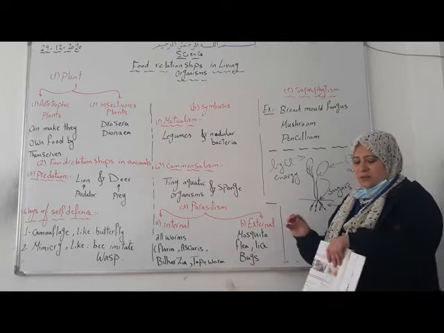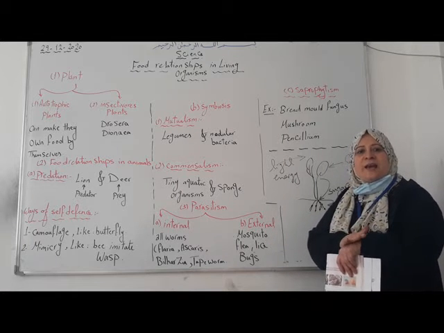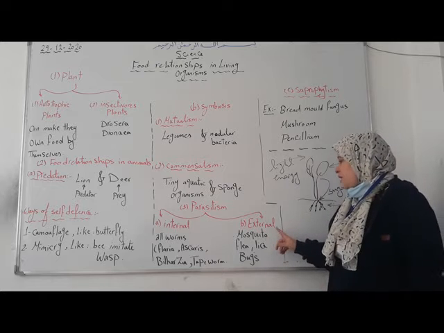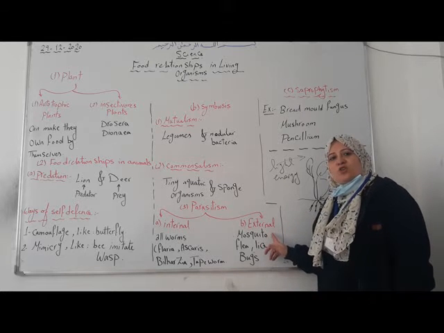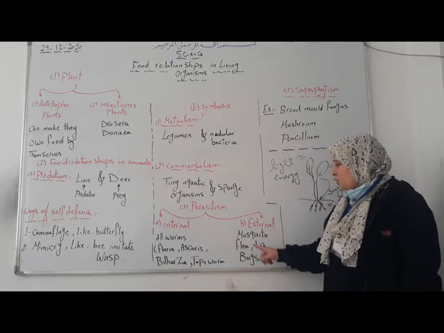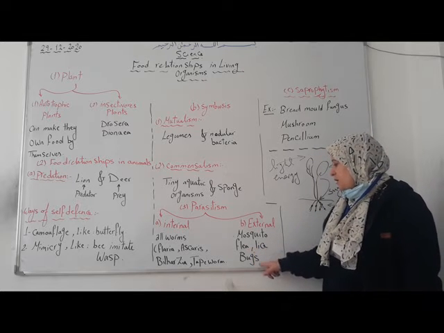External parasitism means it parasitizes on the skin of the host externally, such as the mosquito, which causes malaria. Also we have fleas, lice, and bugs.